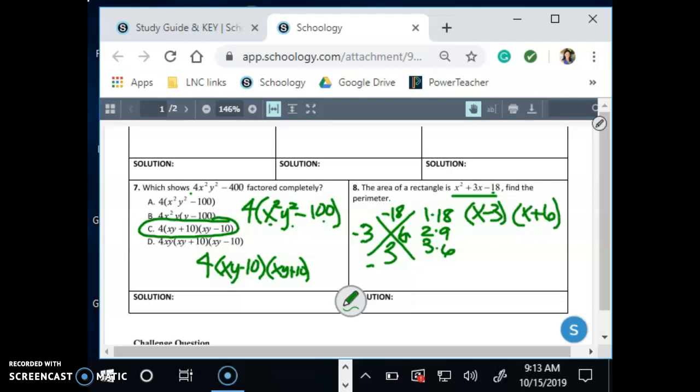Okay, so what we found were the sides of the rectangle. So we have x minus 3 over here and x plus 6 here. And it asks us to find the perimeter. So what we need to do is add all these up. So what I'm going to do is multiply 2 to each of those, because remember that I have also x plus 6 here, and I have also x minus 3 here. So I'm just going to distribute 2 to each one. You can also add them, whatever you want to do. So this turns into 2x minus 6.